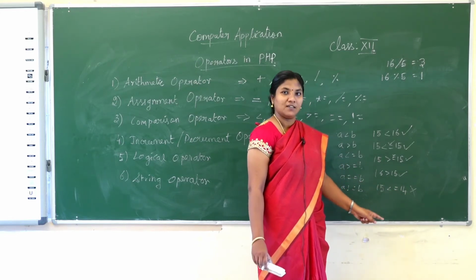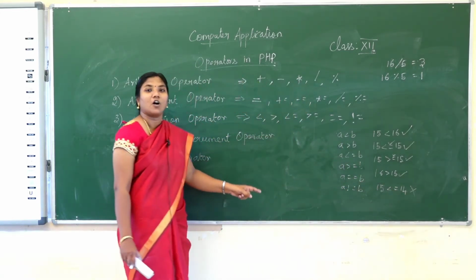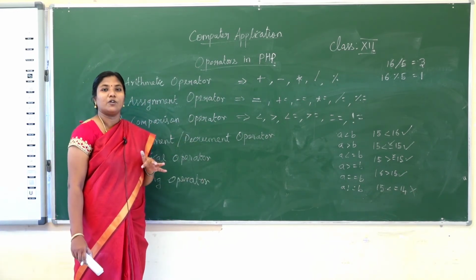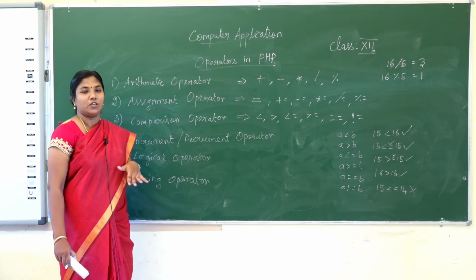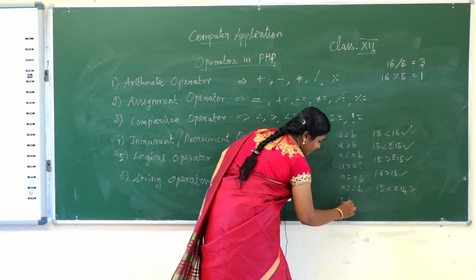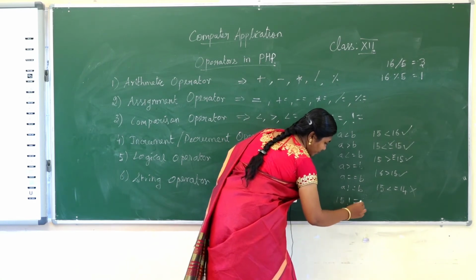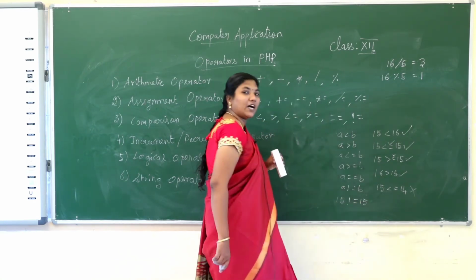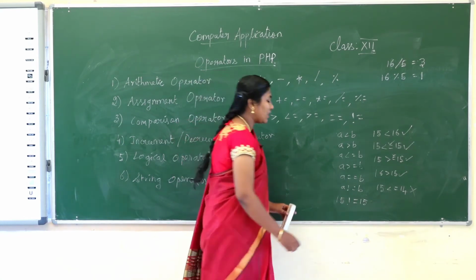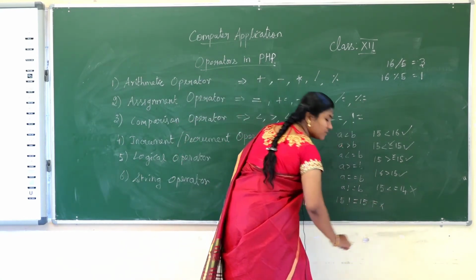Clear? So these are all the comparison operators: less than, greater than, less than or equal to and not equal to. So what do you mean by the last one, not equal to? So 15 not equal to 15. What will be the output? Is the condition 15 not equal to 15 true or false? False. So the output will be false. Okay.